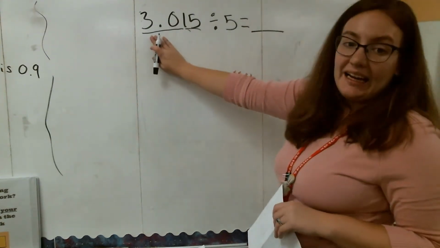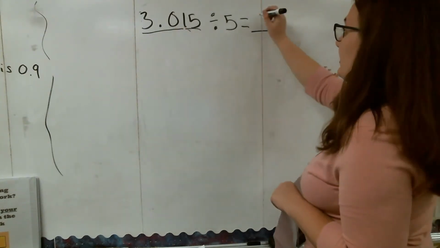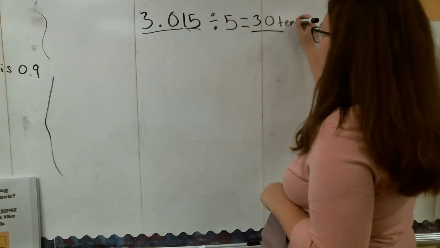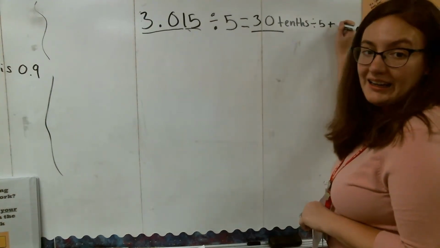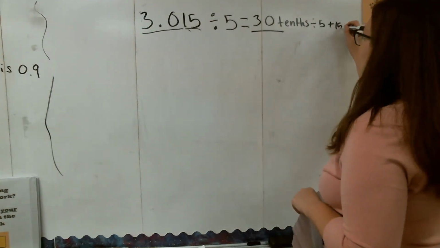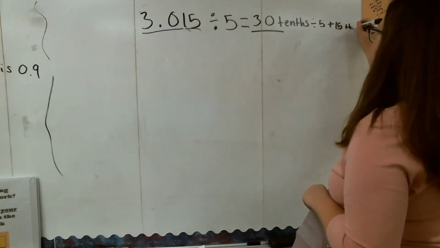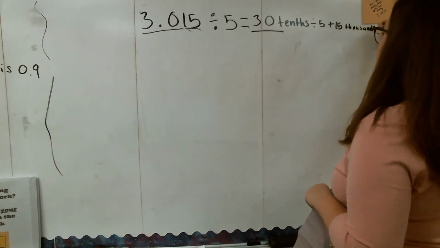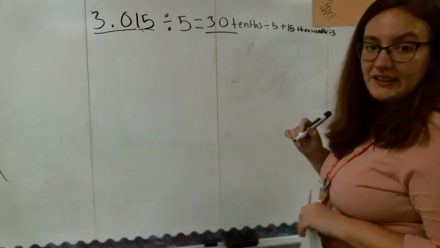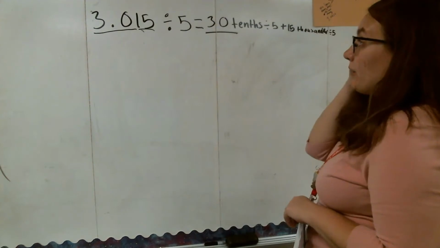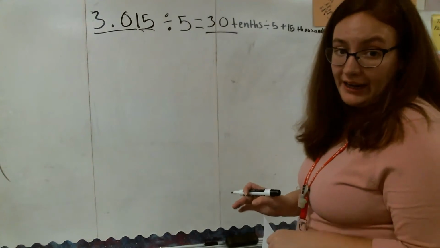So right now I have 30 tenths, because the 0 is in the tenths place. So I have 30 tenths divided by 5 plus 15 thousandths, because this 5 is in my thousandths place, plus 15 thousandths divided by 5. See, that's 15 thousandths divided by 5. Now what I need to do is solve these little parts and eventually bring it all together to get my final answer.